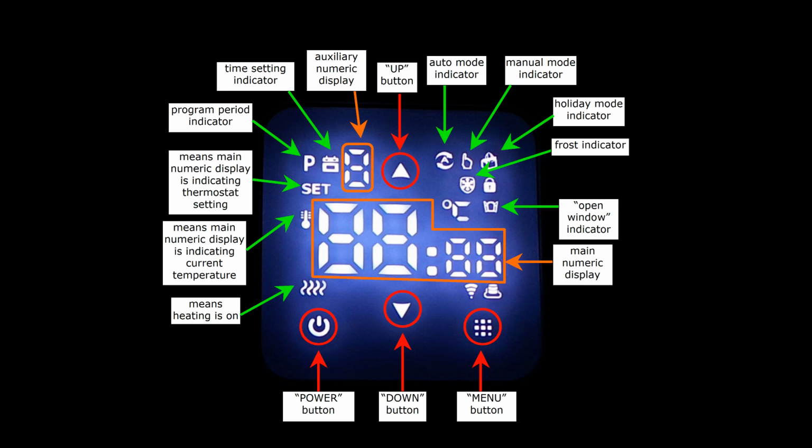This indicator, which looks like a snowflake, is the frost indicator. This one that looks like a padlock is the child lock indicator. And finally we have these two icons which represent the Wi-Fi connections to the device. We won't be looking in any great detail at those in this video because I'd like to concentrate in this video on using the control panel manually.